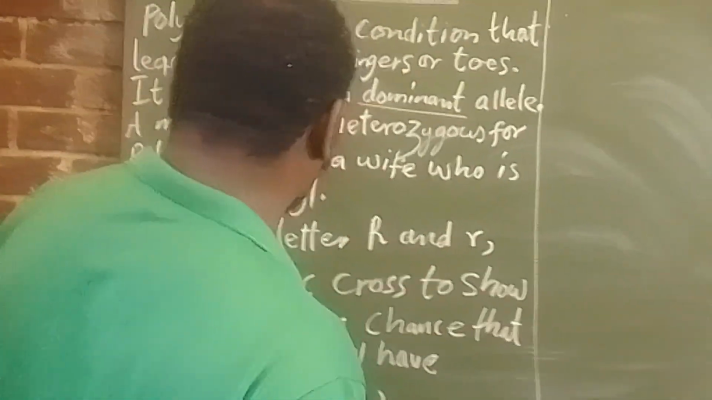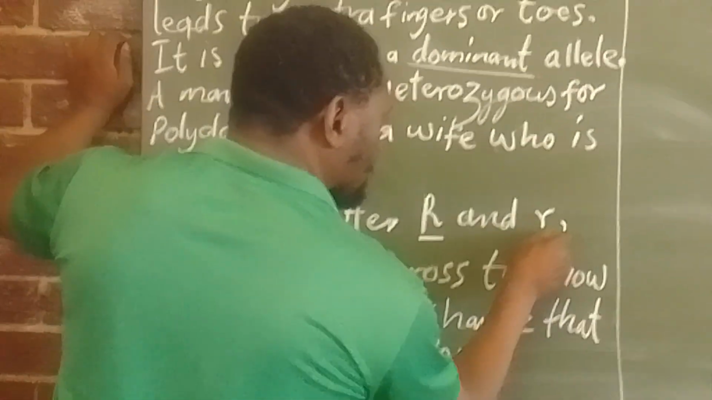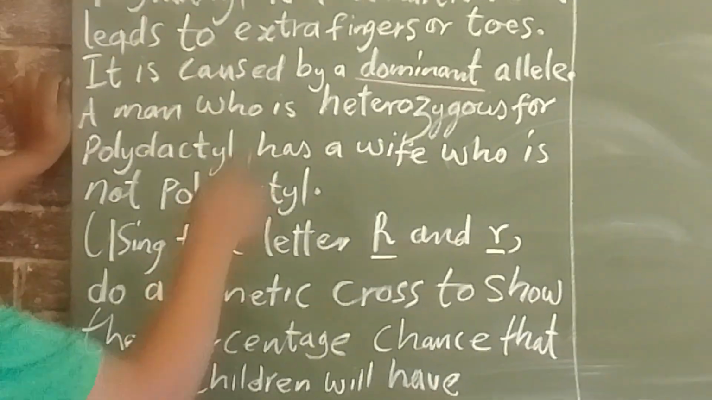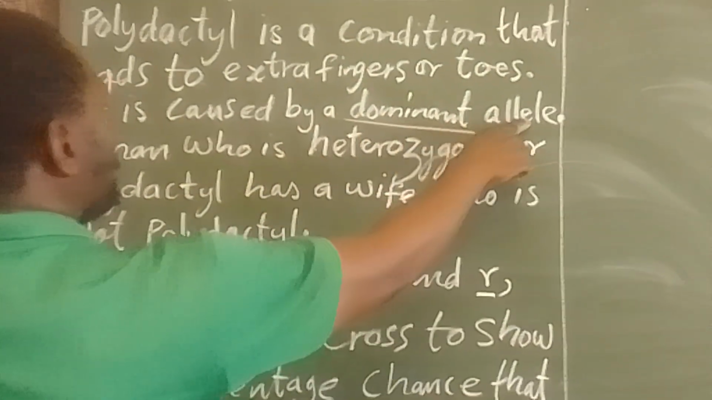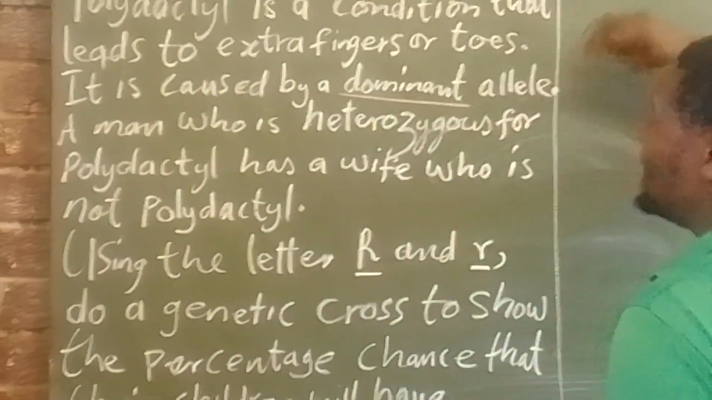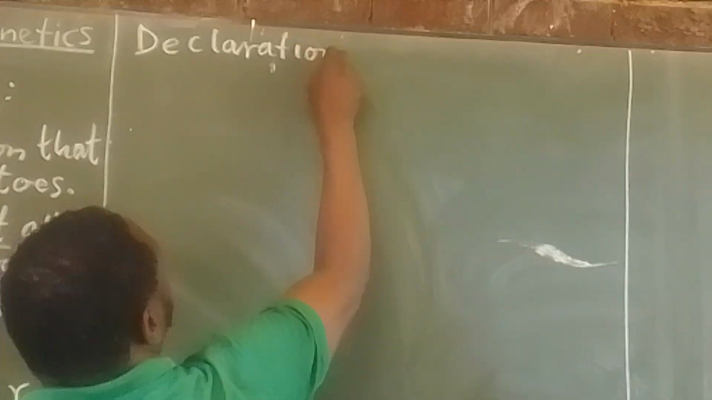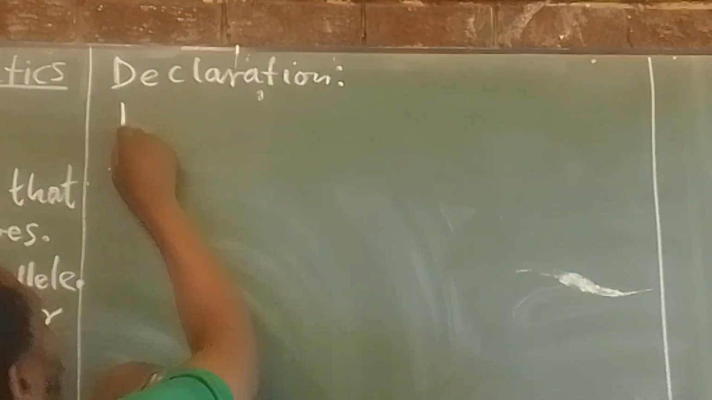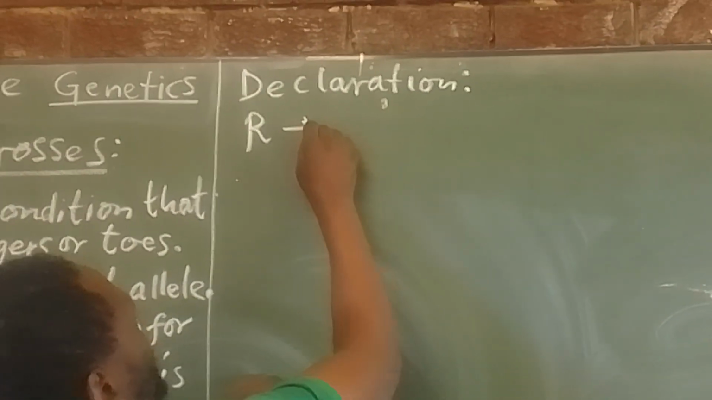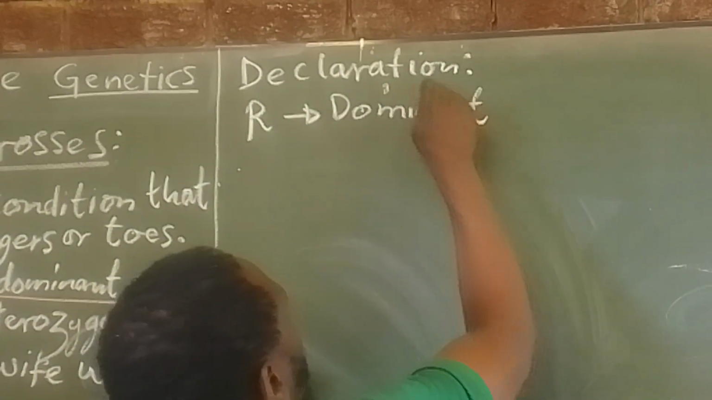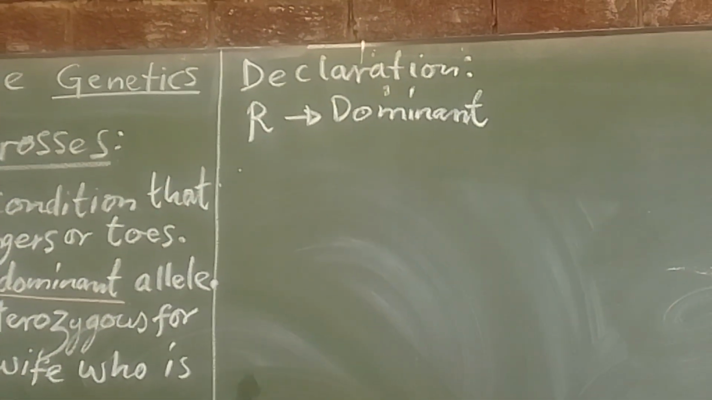So let's refer to this. They did not give us which one is dominant and which one is recessive. They just said it is caused by a dominant allele. So we are going to decide which one is dominant. For doing that, you call it a declaration. You are telling the marker that I am declaring capital letter R as dominant.